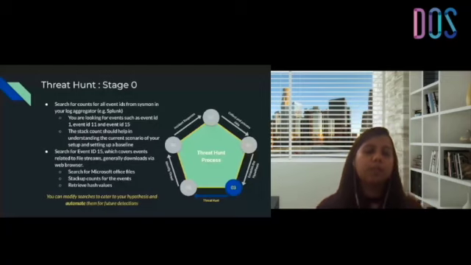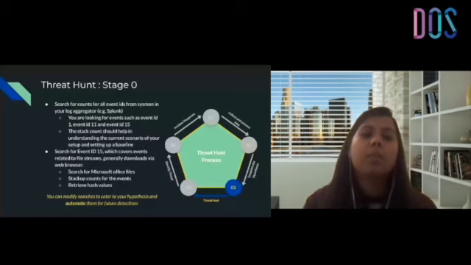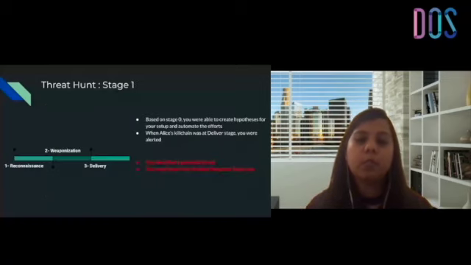So once you've done this step, like I said, you hunt once and you automate that. You automate this threat hunt, and then you set up alerts for these kinds of hypotheses. So based on stage 0, you had this hypothesis, you had alerts, and once Alice's kill chain was at the delivery stage, you were alerted. So you've identified a potential threat, and now you need to do an incident response step.